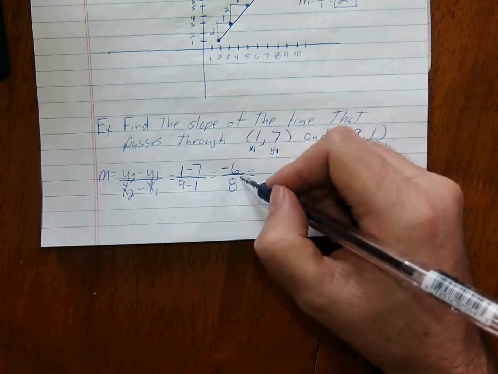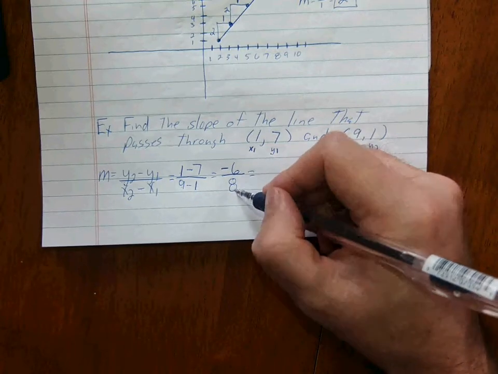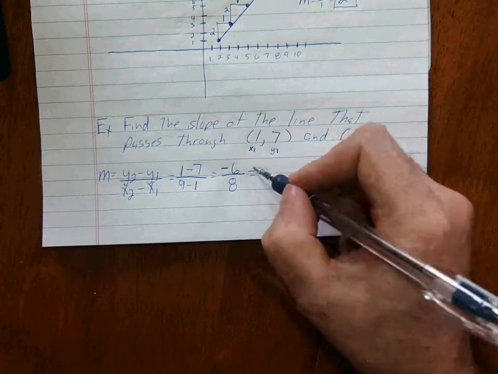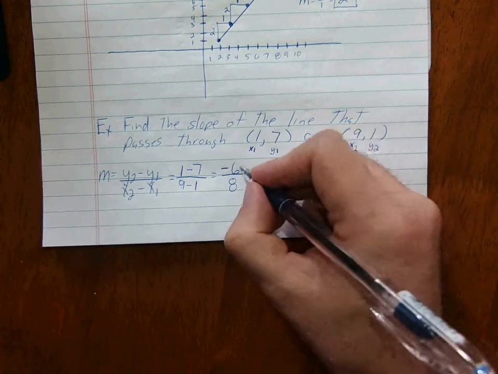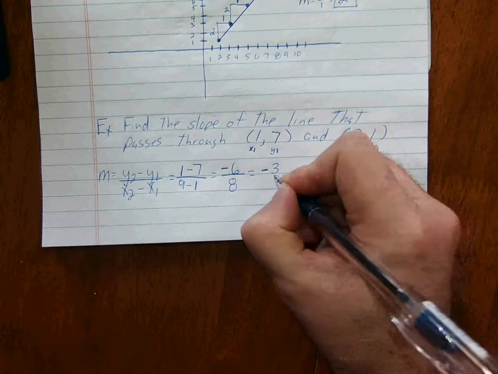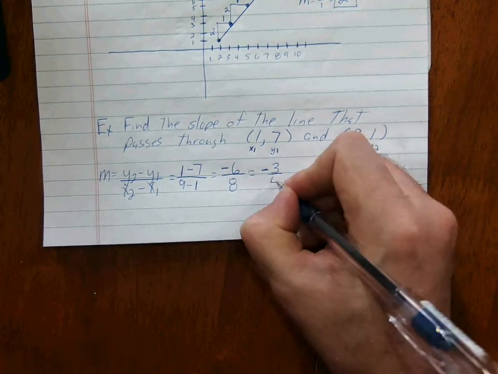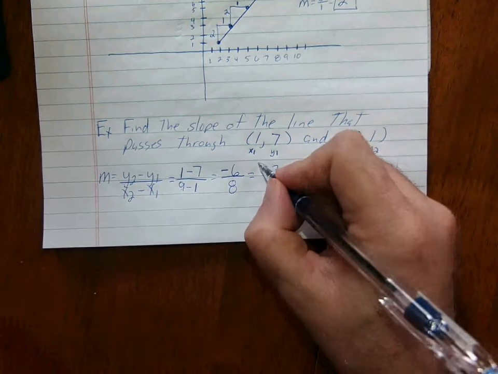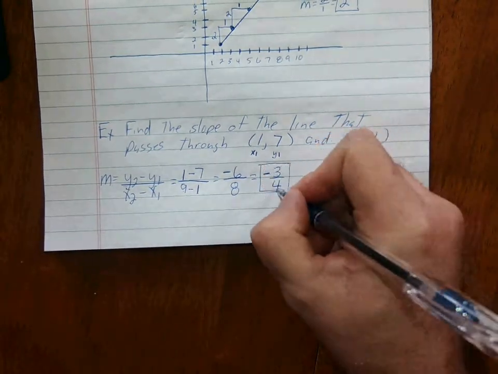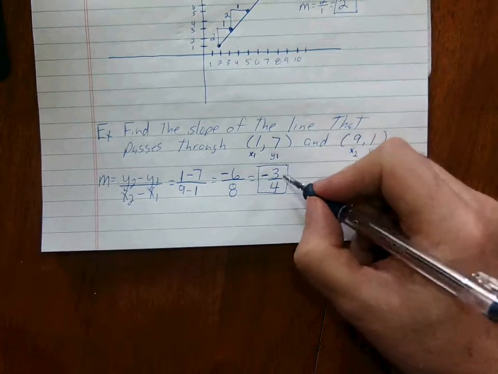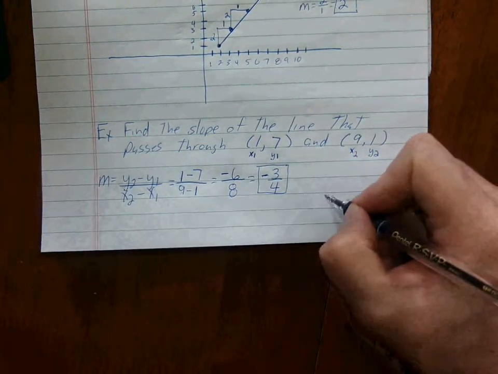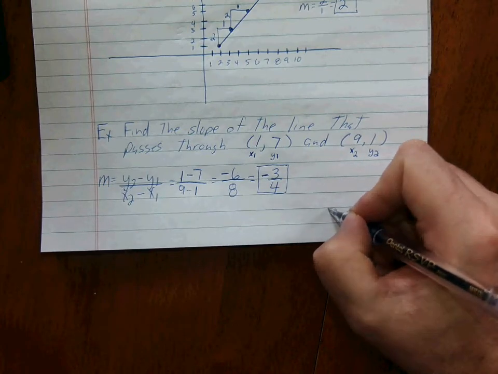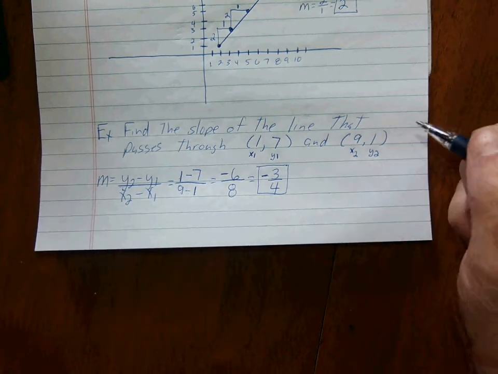This is just a fraction, so if you can reduce the fraction, reduce it. In this case, you can. 2 will go into both 6 and 8, so 6 divided by 2 is 3, and 8 divided by 2 is 4. So your slope for this line would be negative 3 over 4, which means on your graph, you would start at a point, you would go down 3, and then you'd go over 4, and that would be your slope.